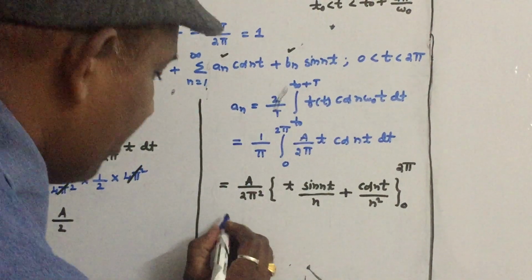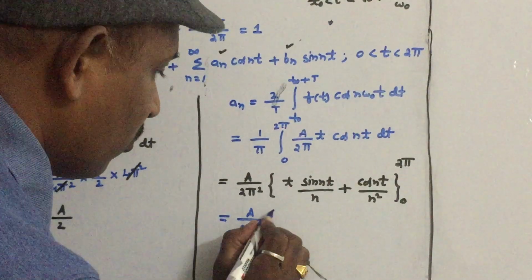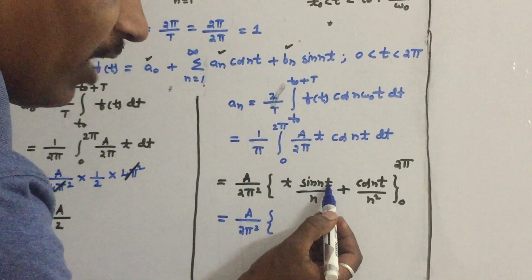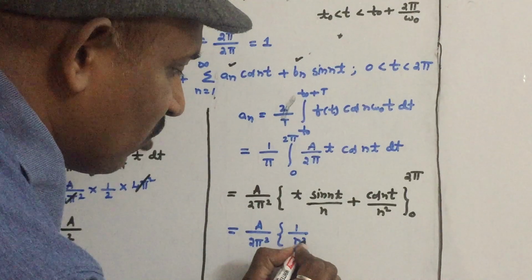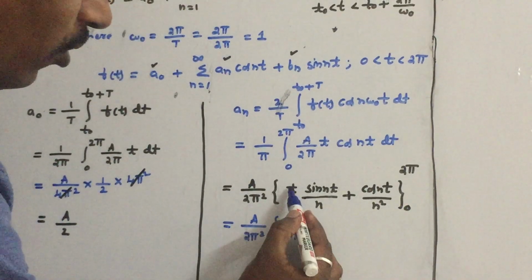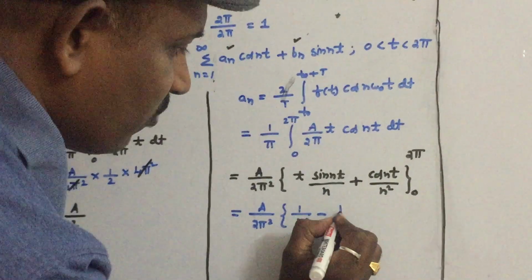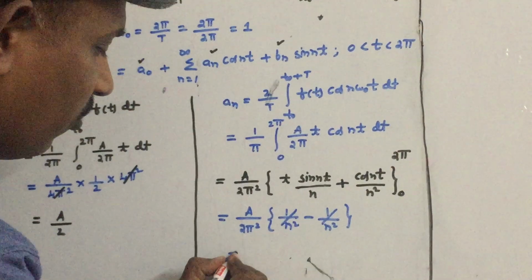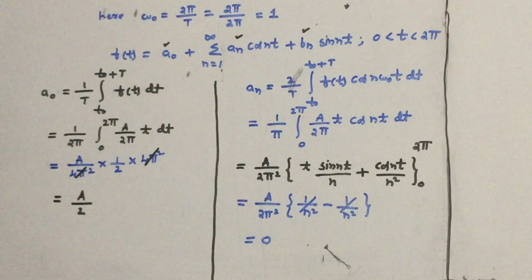If you substitute the limits, you can clearly see a by 2 pi square. If you substitute 2 pi here, sin 2 pi n is 0, as you know. Cos 2 pi n is 1, so it will become 1 by n square. Minus, if you substitute the lower limit, this term sin 0 is 0, and cos 0 is 1, minus 1 by n square. So this term and this term get cancelled out. The an coefficient will come out as 0.